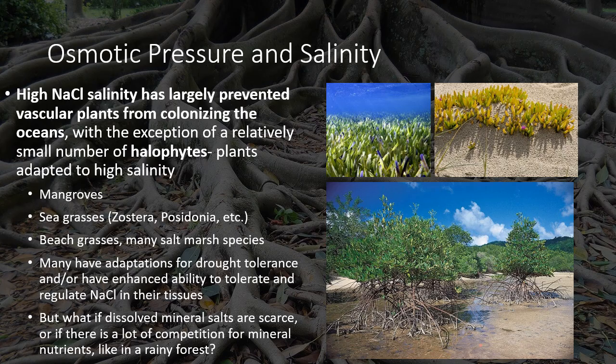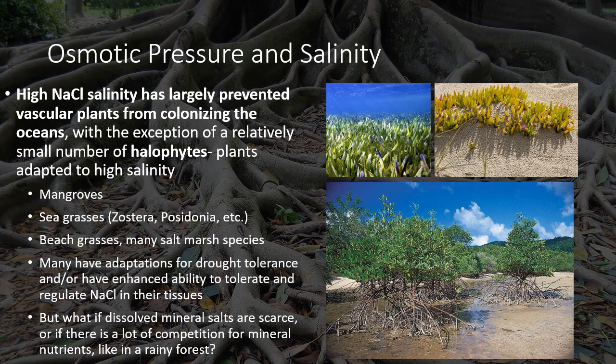And in fact, there's a colony of Posidonia in a bay in Australia that's one of the largest vascular plants alive. It's just one giant meadow that's all one plant. And then there are also some species of beach grasses and some salt marsh species. This top right hand image is of an ice plant.